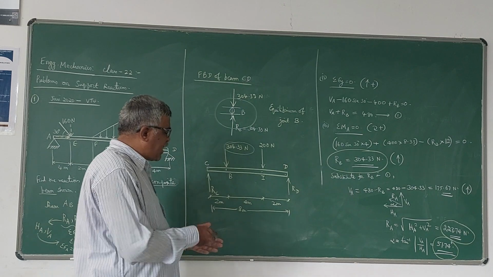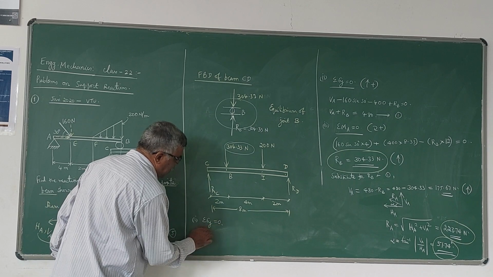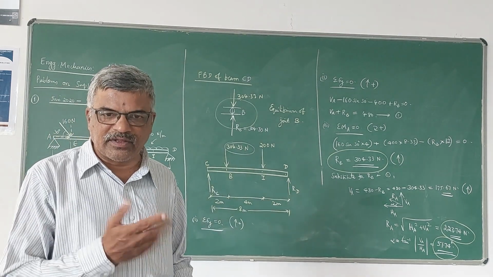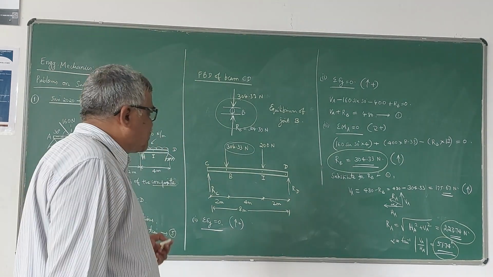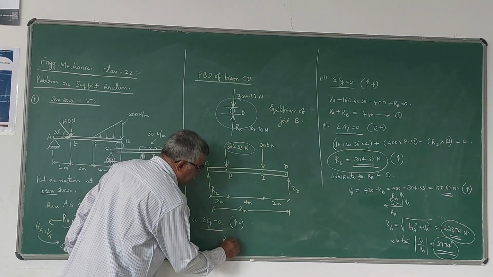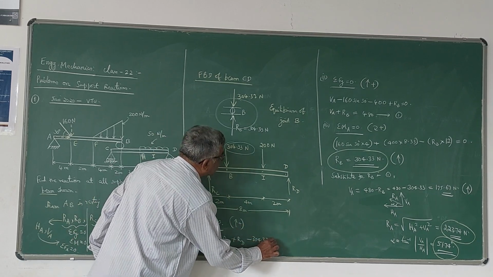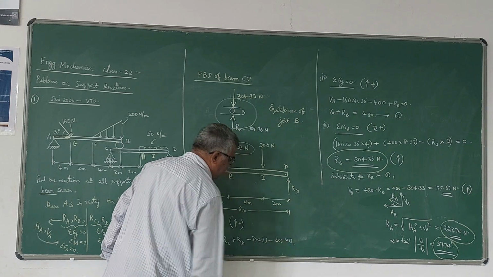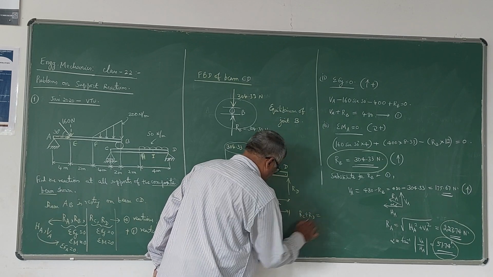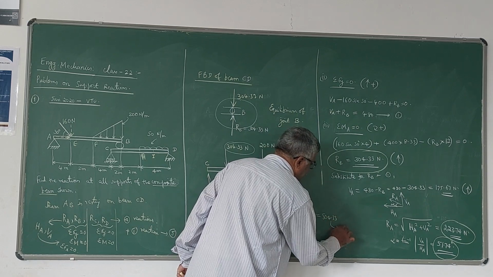Now there are only two reactions here, so only two equations we can use. One is sigma Fy equals 0, another is sigma M equals 0. You need not use sigma Fx equals 0 because there is no horizontal force here. Using sigma Fy equals 0: RC is positive plus RD is also positive, minus 304.33 negative because downwards, minus 200 is equal to 0. We can write this as RC plus RD is equal to 200 plus 304.33, that means 504.33. You can call this equation 2.